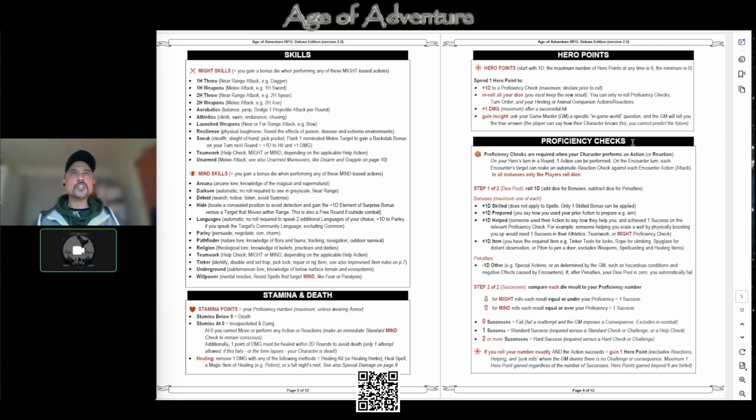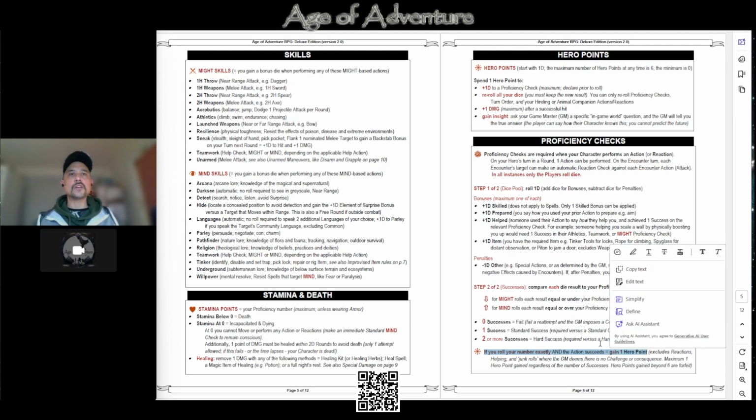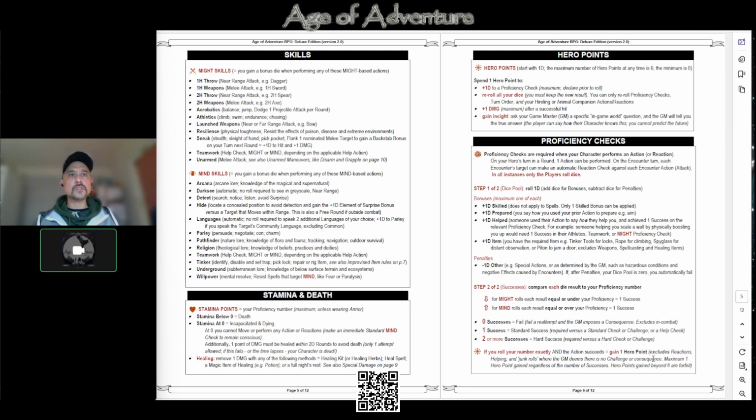Now, I touched on that hero points, you can use them, but you can also replenish them. And how do you do that? Right here. If you roll your number exactly and the action succeeds, you gain a hero point. So that is how you can rebuild your hero points.